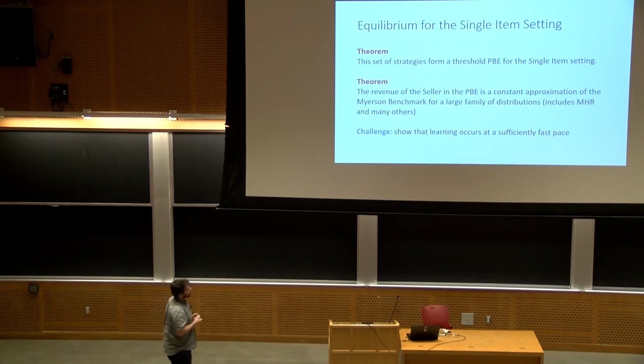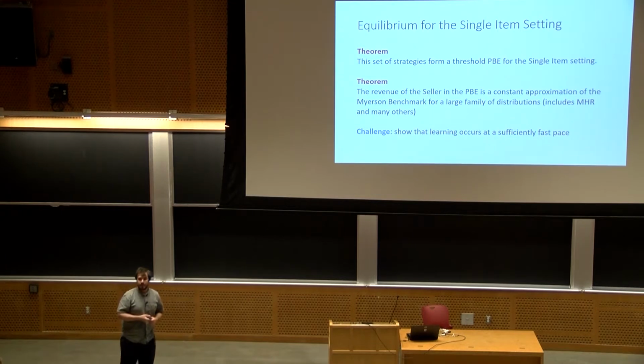So what are our results with respect to this? The previous equilibrium that I described forms a PBE, and for a large number of distributions, this PBE actually guarantees a constant fraction of the Myerson benchmark as revenue for the seller. And eventually you can think of it as this explore-exploit equilibrium producing the efficient outcome, right?